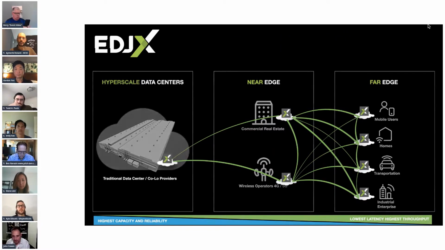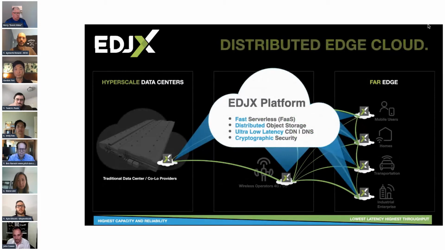Now that's kind of interesting in itself, but on top of that, what you have to build is a platform that is useful for developers. So the EdgeX platform delivers a suite of cloud services that are distributed, what we call the distributed edge cloud, where you can use serverless functions as a service, distributed object storage, achieve ultra-low latency CDN and DNS, as well as secure data encoded cryptographically. This is all extremely important and extremely relevant for developers as we move forward in the world of IoT.